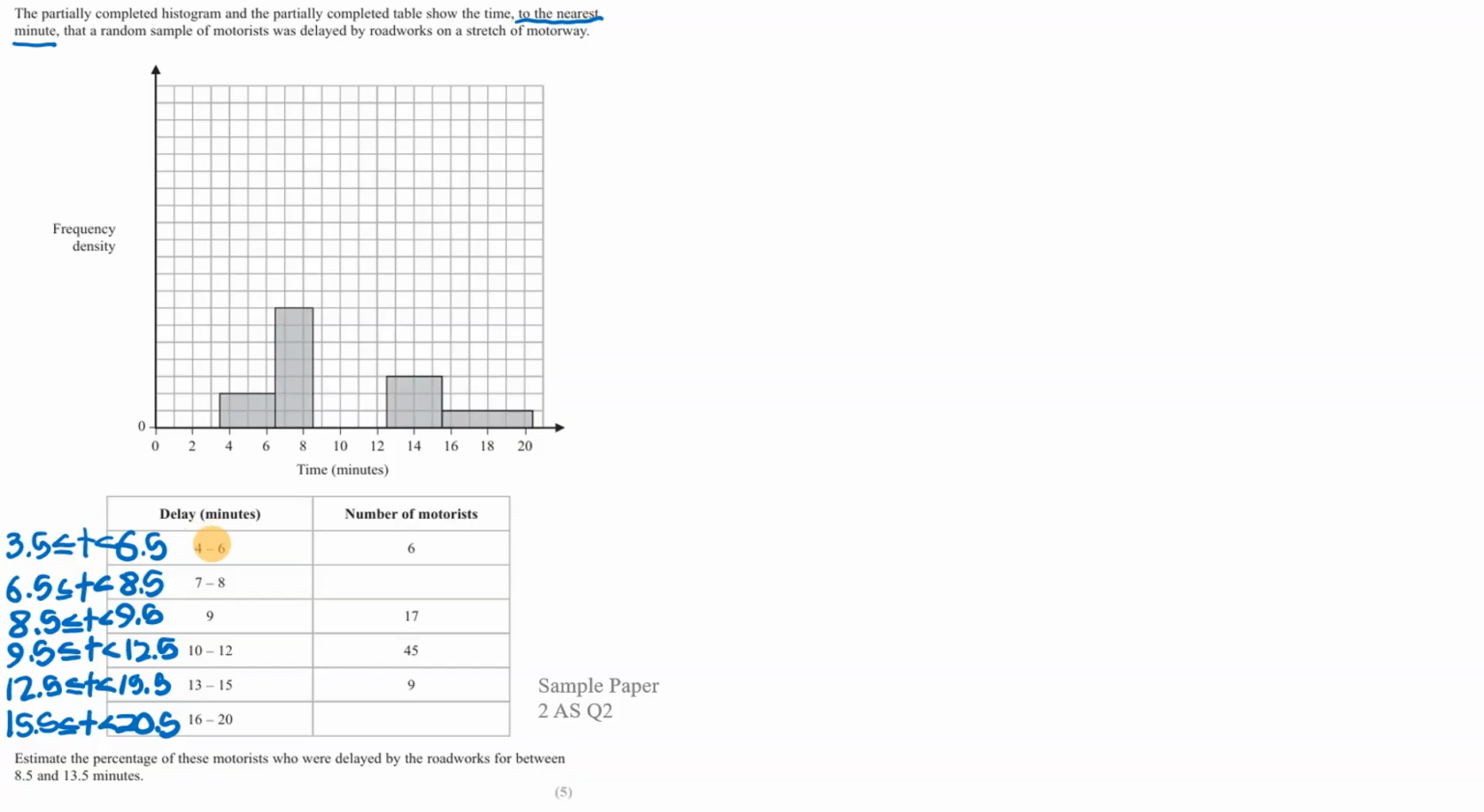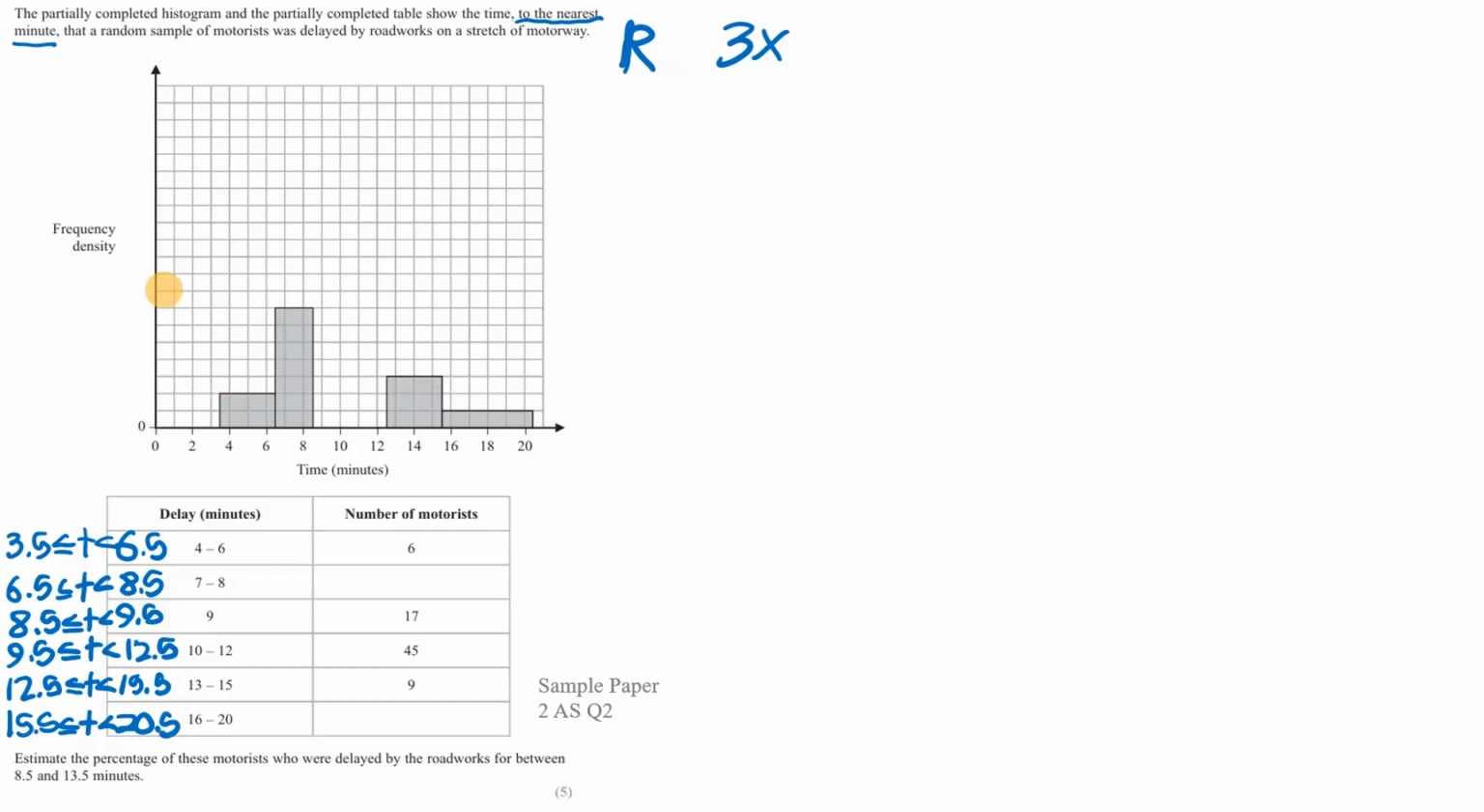Okay, now the 4 to 6, and we also have it for the 13 to 15, we have the frequency and we also have the bar in the histogram, so we can use this in order to find k. So let's do this for the 4 to 6. So for the 4 to 6, the area, so the width, it starts at 3.5 and it ends at 6.5. So the width is 3, and this is going to be multiplied by the height.